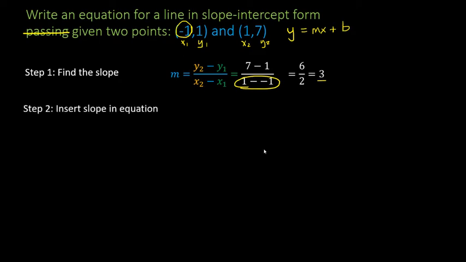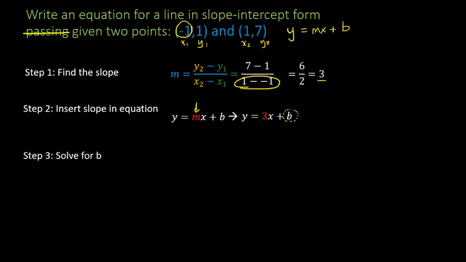So I've found my slope. I'm going to plug that into my template for my slope-intercept form, y equals mx plus b. We just found m, so we're going to plug that in. So we're halfway there. We have y equals 3x plus b. All we have to do is figure out b, and we'll have the equation for this line.